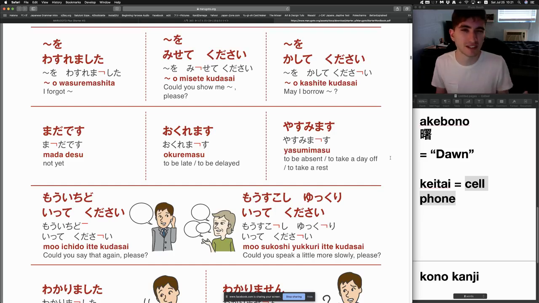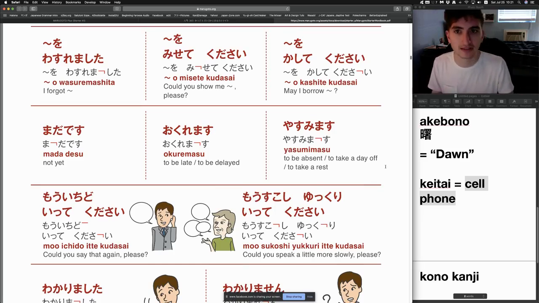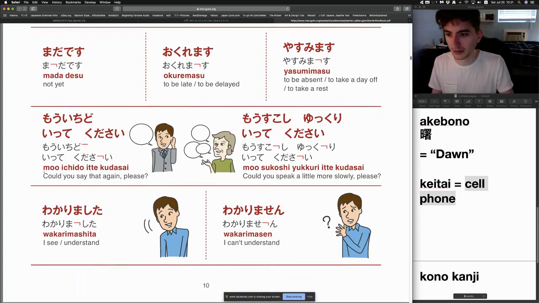That means I'm gonna take a break. I'm gonna be absent for now. 休みます. Okay? Moving on. Here are some really good phrases if you're just anywhere in Japan.